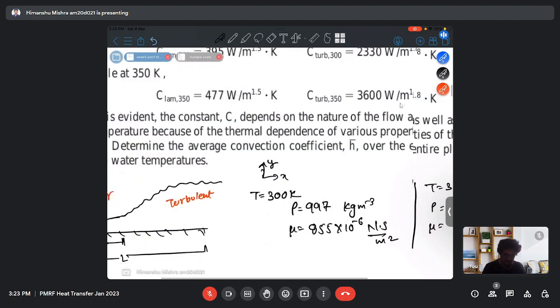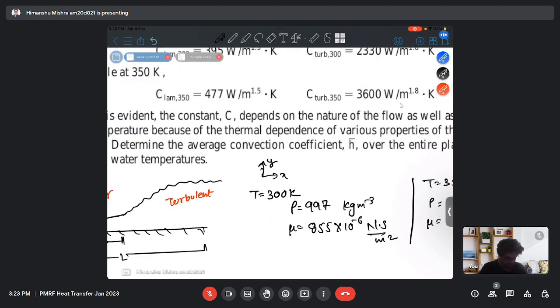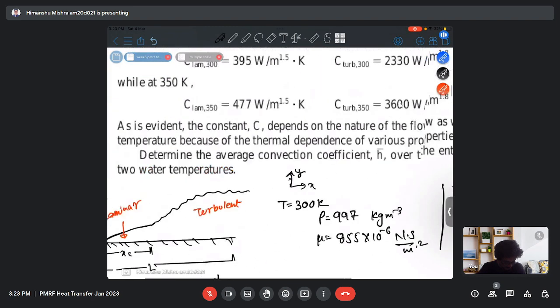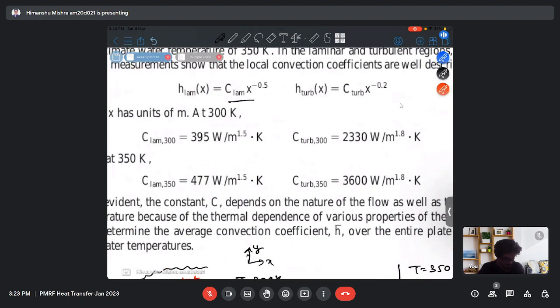Now, in the last week's class, we know that whenever we need to define the average heat transfer coefficient, we need to take the integral of the local heat transfer coefficient over the length. We already have the local heat transfer coefficient, and we just need to integrate it. Here we have it given for both the laminar and turbulent cases.